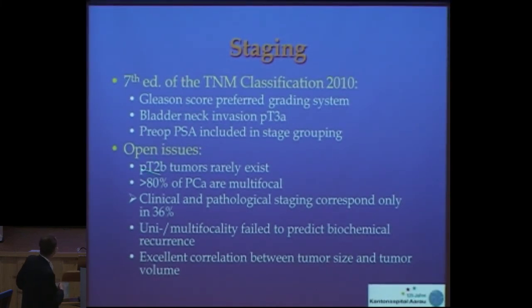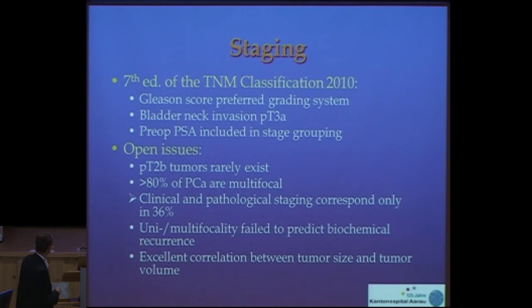As you all know, pT2 tumors rarely exist. pT2b, as you know, is more than half of one lobe but not the other lobe. If you imagine a 35-gram prostate, more than half of one lobe would reflect about an 8 cubic centimeter tumor, and one can hardly imagine that such a large tumor should be unifocal on one side. So there was a poor correspondence between clinical and pathological staging, only 36%, which is not satisfactory. And also uni-multifocality failed to predict biochemical recurrence.